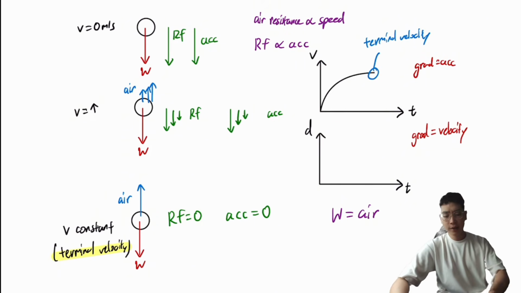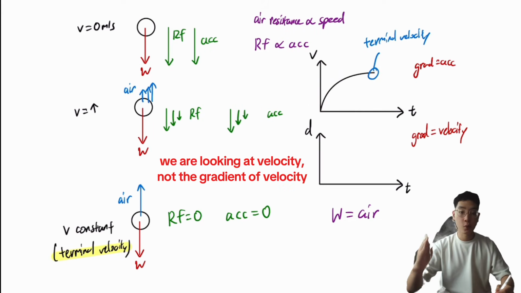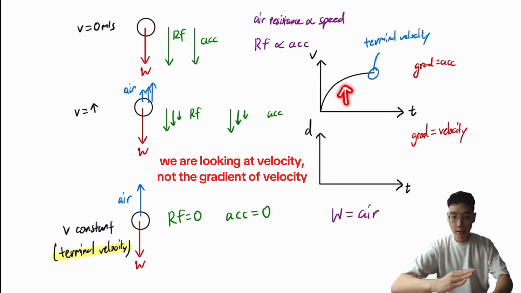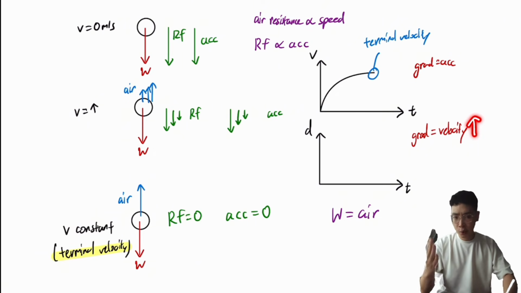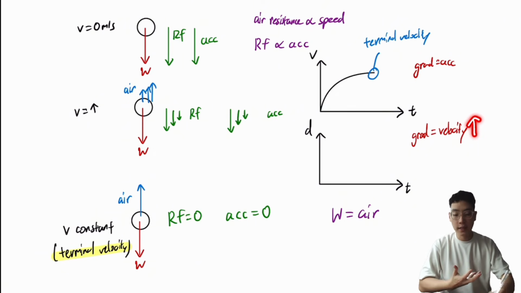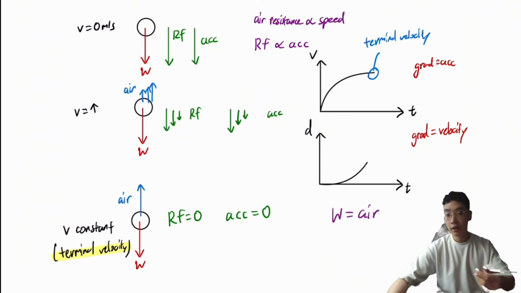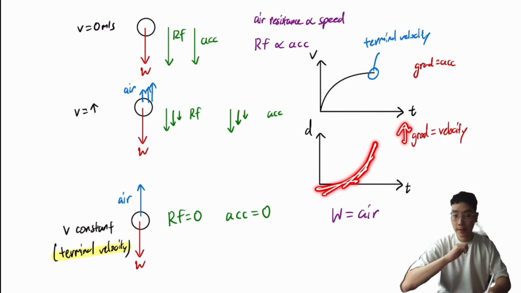So we can see that over time, what's happening to the velocity is that the velocity is going up, right? The velocity is increasing over time. So if the velocity increases, it means that the gradient of my displacement time graph is increasing. The slope of my graph is increasing, right? The slope is getting steeper and steeper. So what's going to happen is that it's going to look like a curve upwards, right? My gradient is increasing, so the slope is getting steeper and steeper and steeper, right?